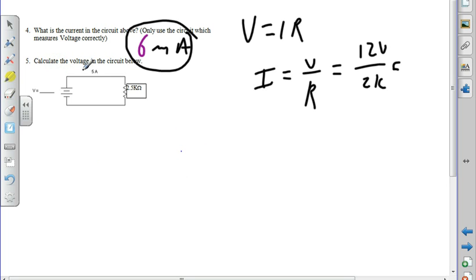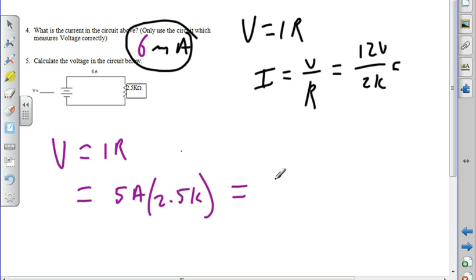Calculate the voltage. Alright, so V is equal to IR. 2.5 K, 1,250 maybe? No, 12,500. So I would stick that right here. That probably won't be enough room to stick it right there, but that's where I'd stick it.